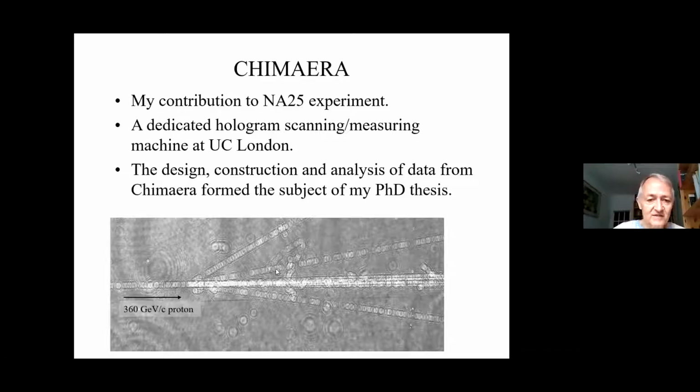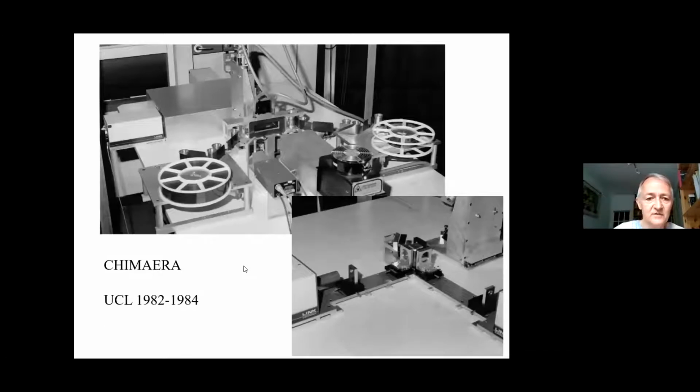Anyway, this is what you then need to replay, and then you need essentially a computer-driven microscope to find the interesting events, and that was what I built. So here is something I'm still tremendously proud of. It's a machine I designed at University College for my thesis.